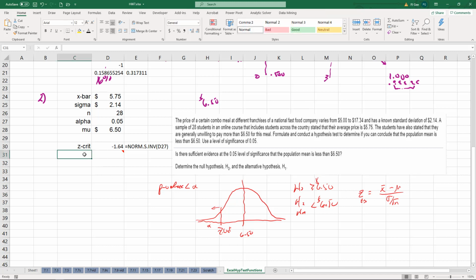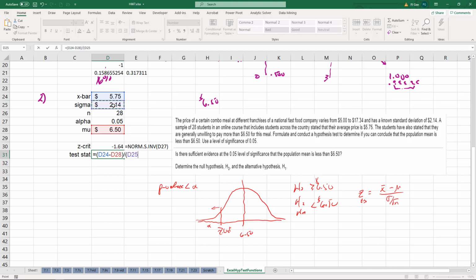The second thing is we have to do our test statistic. I'm going to put this test statistic in here. It's going to be equal to, we need some parens, what was our test average minus what we assume the population average was, divided by the standard deviation, divided by the square root of 28. More parentheses there.